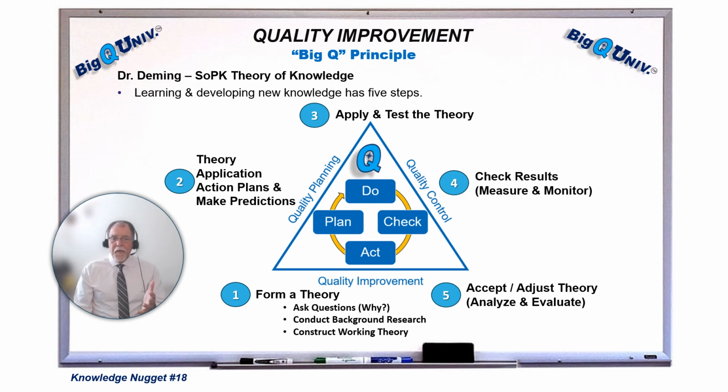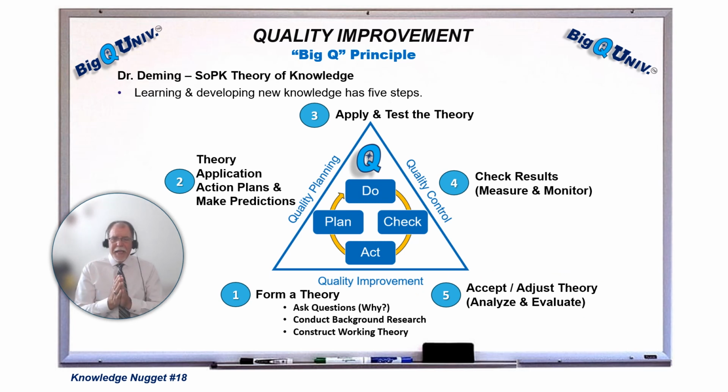In step number 5, we analyze and evaluate the results of our tests, and we determine if the application of the theory and the changes that we made to the process yielded the predicted results. If it did, we can accept the theory and then apply it across the organization. If it didn't, we can then reject the theory, and we would have to go back to step 1 to adjust our theory.